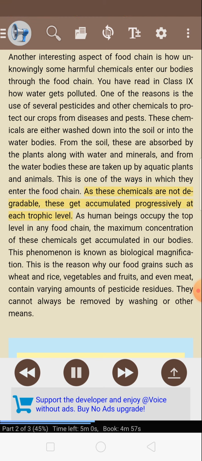As these chemicals are not degradable, these get accumulated progressively at each trophic level. As human beings occupy the top level in any food chain, the maximum concentration of these chemicals gets accumulated in our bodies. This phenomenon is known as biological magnification. This is the reason why our food grains such as wheat and rice, vegetables and fruits, and even meat contain varying amounts of pesticide residues. They cannot always be removed by washing or other means.